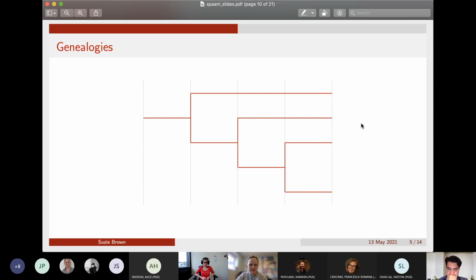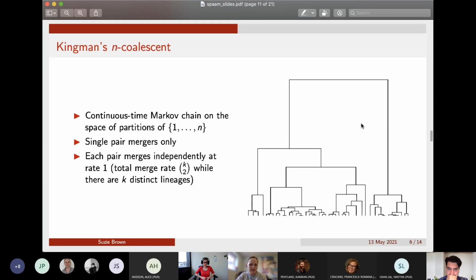But first of all, we're just going to take a little detour and talk about Kingman's coalescent. This is a coalescent process which is very famous in population genetics. It's arguably the simplest non-trivial coalescent process. It's a continuous time Markov chain on the space of partitions of 1 to little n, using the same encoding that I mentioned before. And the only transitions we have are single pair mergers, like 2 lineages merging into 1 like this.